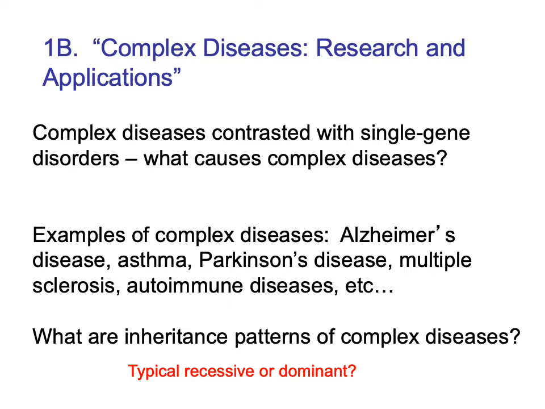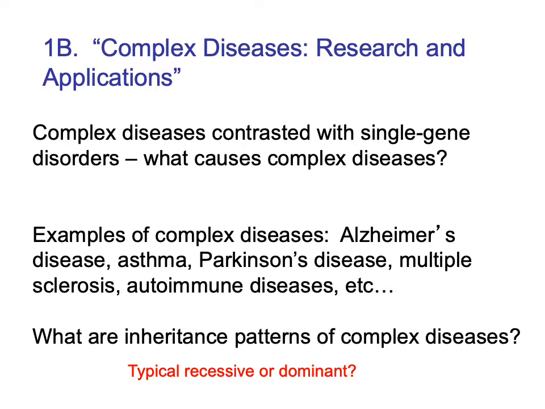Okay, so in contrast to the simple or monogenic diseases, complex diseases are, as their name suggests, more complicated. However, they're also more common. And as you consider what your topic will be, you may have a personal connection. You may know someone with a particular disease and you'd like to learn more about it. So these complex diseases are more common, and this might be a reason you would choose one of these diseases: Alzheimer's, asthma, Parkinson's, MS, some of the autoimmune diseases.